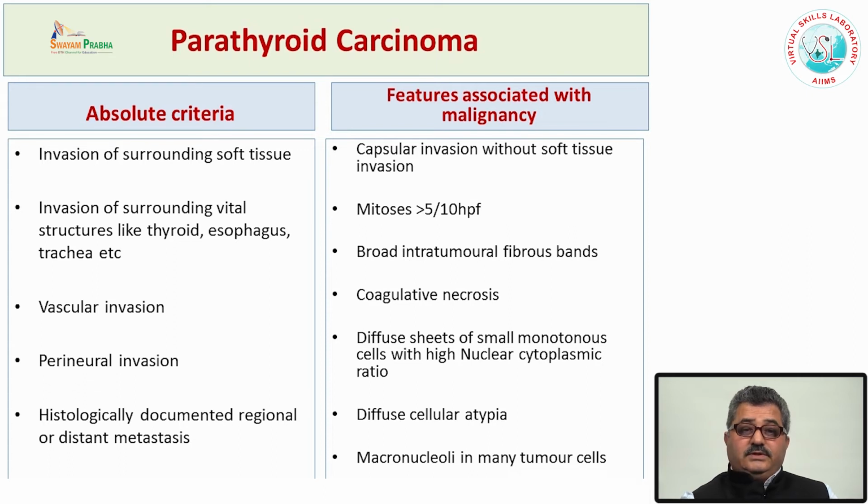There are some features which are associated with malignancy, which are suspicious, and when they are present indicate that this can be carcinoma. One of them is the capsular invasion without the soft tissue invasion, mitosis more than 5, broad intratumoral fibrous bands, coagulative necrosis, diffuse sheets of small monotonous cells with high nucleocytoplasmic ratio or nuclear atypia, and macronucleoli in many cells.